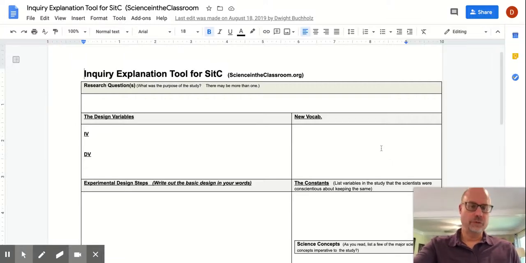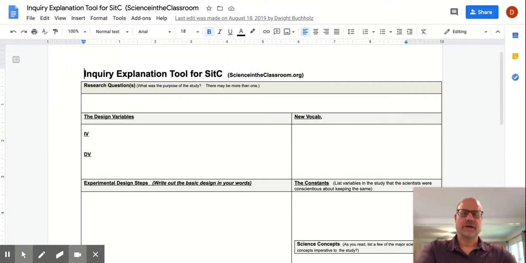So, what you see before you right now is going to be your new best friend. It's your inquiry explanation tool. We're using this for the results of all of our labs, and I'm here to walk you through it. First of all, here at the top, you'll notice a spot for your research question. This is the question you're asking in the study.